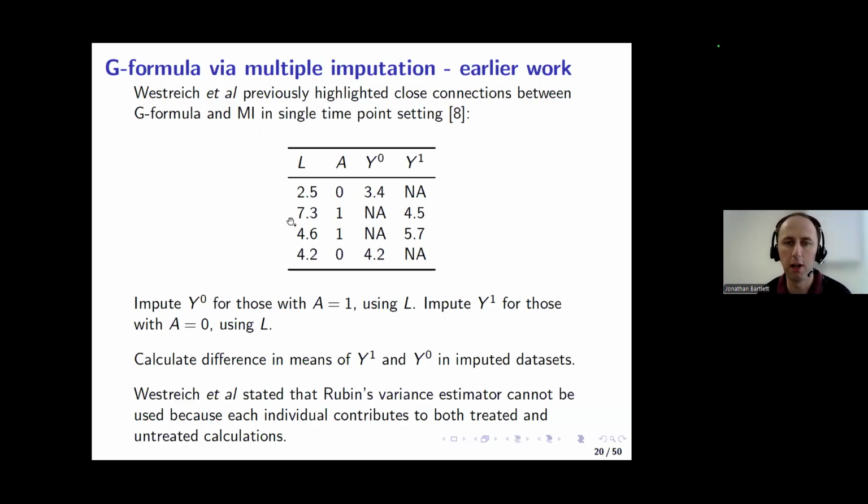So here I've just got a little toy data set with a baseline confounder, just a treatment or exposure at one time point, so a much simpler setting, and then an outcome Y measured sometime afterwards.